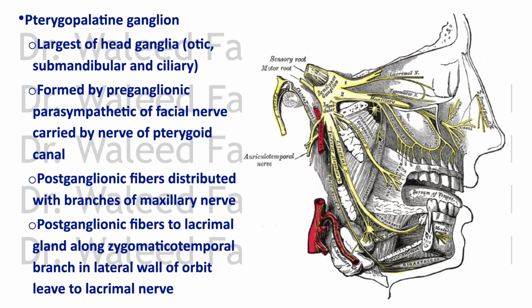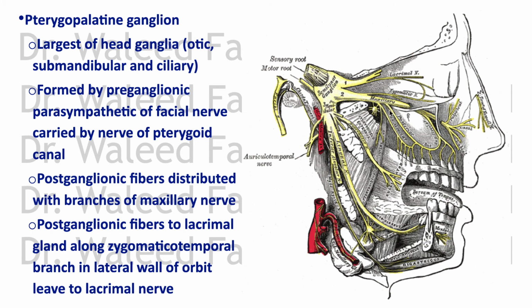Postganglionic fibers distributed through the maxillary nerve. Now, the parasympathetic fibers through the maxillary nerve reach all the glands above the oral fissure, including the lacrimal gland. The lacrimal gland is high up in the superolateral part of the orbit.